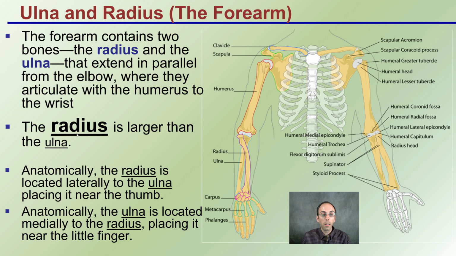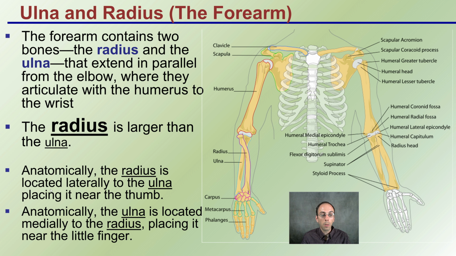I've tried to put it here in bold and small, and you can see them listed right here. This might be a little hard to tell, but I think here you can kind of see the radius compared to the ulna. Anatomically, the radius is located laterally to the ulna, placing it near the thumb. You can see that here. So if you're looking at your hand, the radius would be located near your thumb, and the ulna would be on the other side.